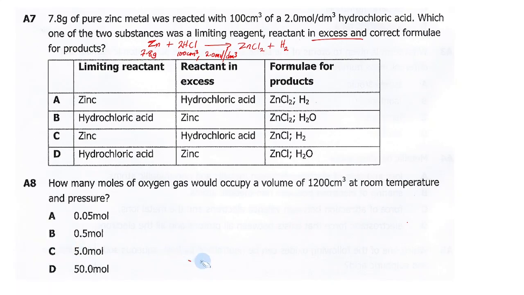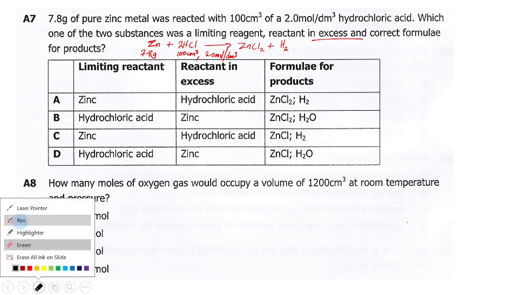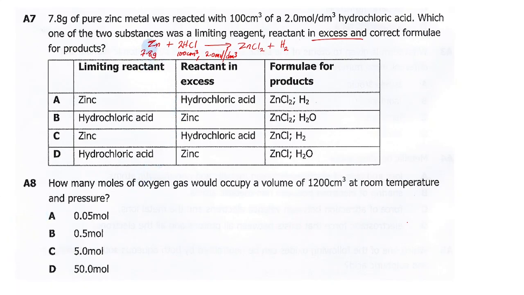Now, I will come to the question. For us to see which one is the limiting reagent and which is in excess, we'll look at what has been provided and turn it into moles. We'll calculate the number of moles of zinc first. The formula for calculating the number of moles when you are given mass is: number of moles equals mass over molar mass. So mass is 7.8, over the molar mass for zinc.